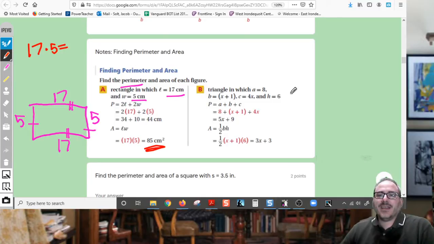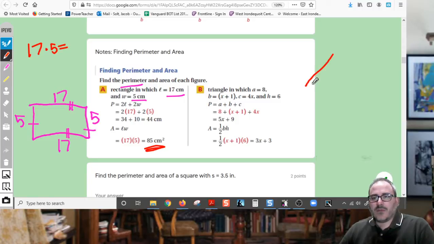All right, so now I've got to find the perimeter and the area of a triangle. Remember what I said about diagrams or sketches. This is actually a sketch because it's not perfect by any means. It's just a rough sketch. It's going to tell me a triangle in which A is 8, B is x plus 1. Wait, what? And C equals 4x. Okay, let me try this out.